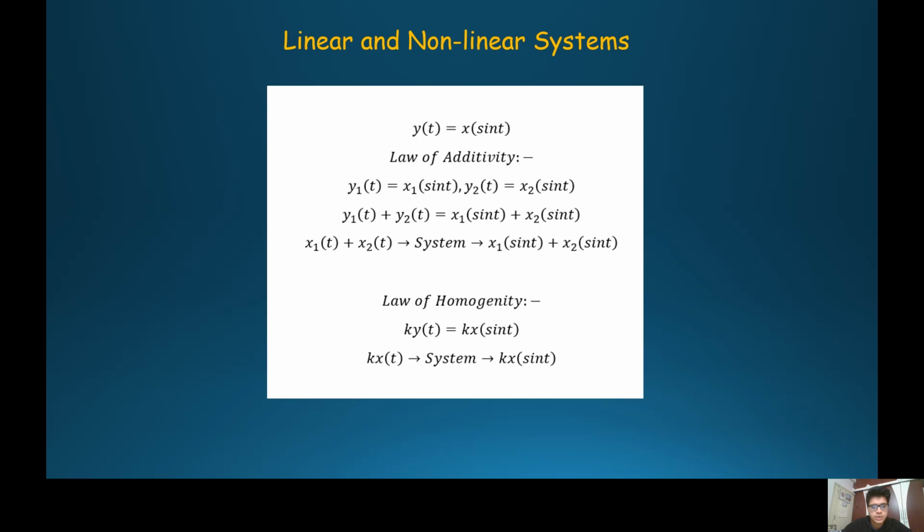Now these are added to get the final output as x1 sine t plus x2 sine t. And in the second case, we first add the input signals. The added input signal is x1(t) plus x2(t), and now this is fed to the system, and we see that the final output we get is the same as the output in the previous case. So we say here that the law of additivity is being followed, and similarly we can see that the law of homogeneity is being followed. So we can say that this system relationship is linear in nature.